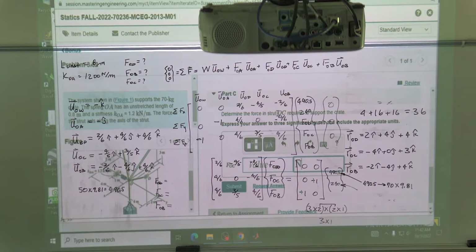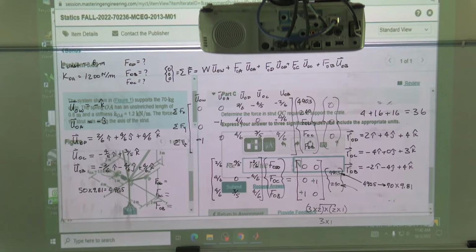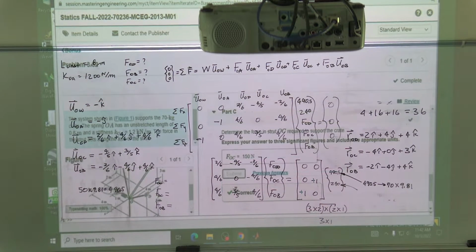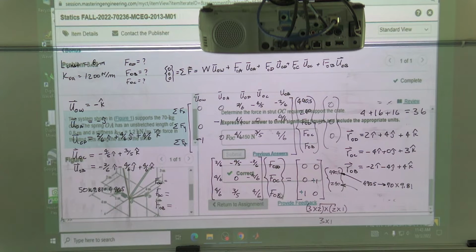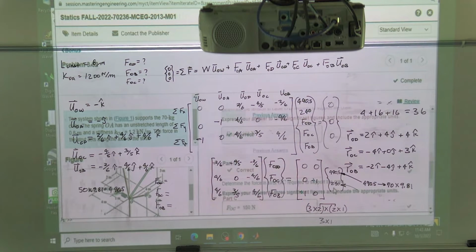Determine the force in the strut required to support the crane. Okay. I think that was 150, maybe. I always get it. Okay. All right, I was about to say I get an extra try.